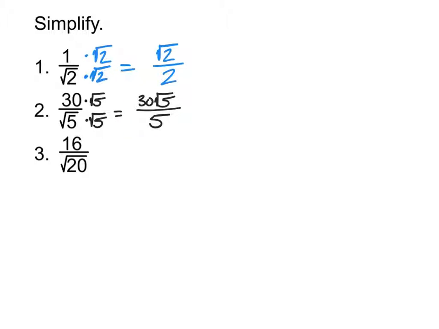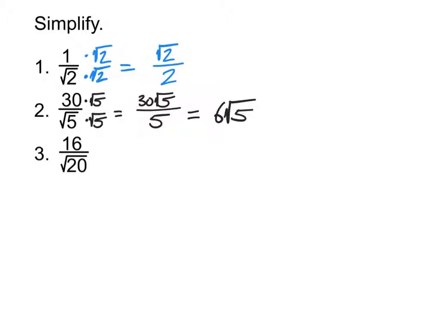I can divide both top and bottom of this fraction by 5. If I do that, 30 divided by 5 is 6, so that becomes 6 root 5. On the bottom, 5 divided by 5 is 1. Of course, anything over 1 is just itself, so we then say our answer is 6 root 5 there.